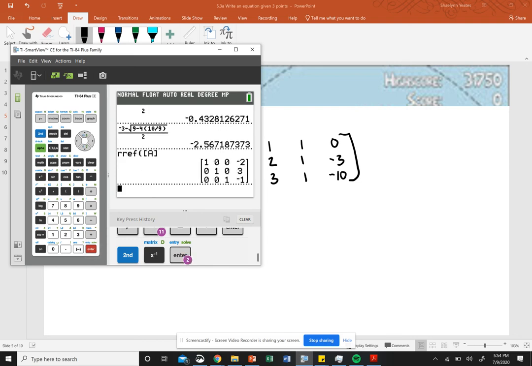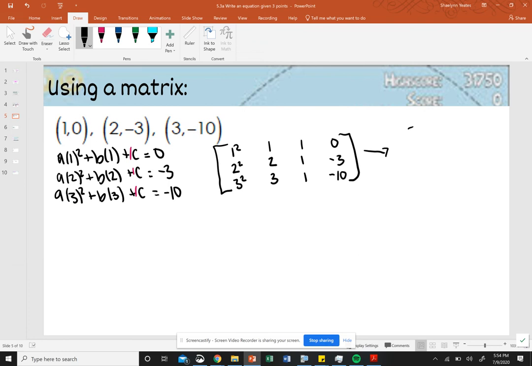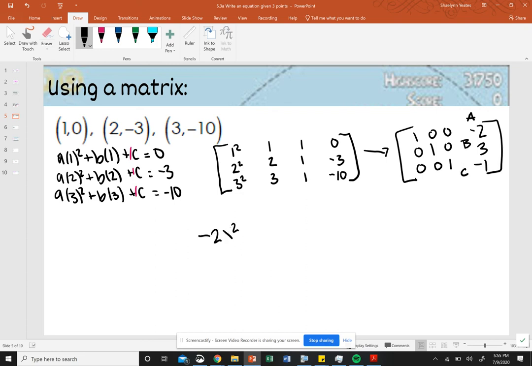So my answers are, this becomes 1, 0, 0, negative 2, 0, 1, 0, 3, and 0, 0, 1, negative 1, which translates to, so this first one's going to be A, the second one's going to be B, and the last one's going to be C. So that's negative 2x squared plus 3x minus 1, and then you can have the y at the beginning or at the end. It's up to you.